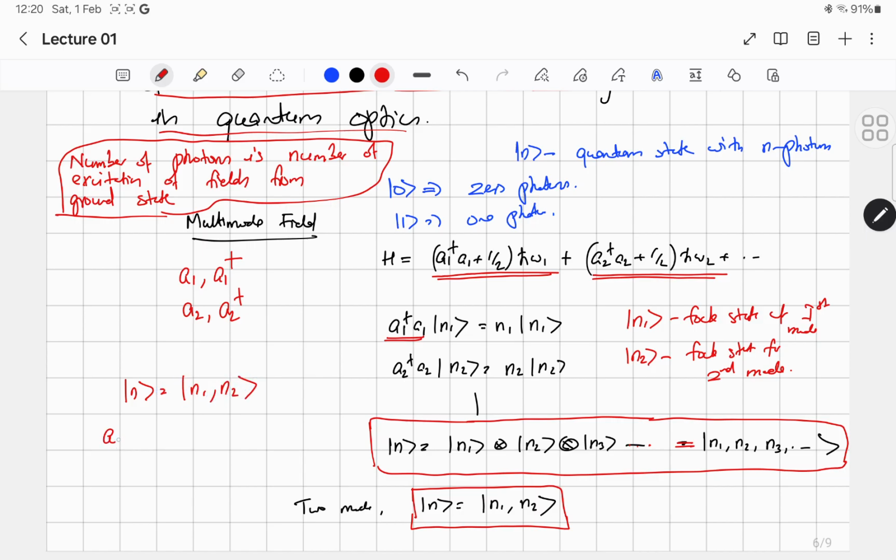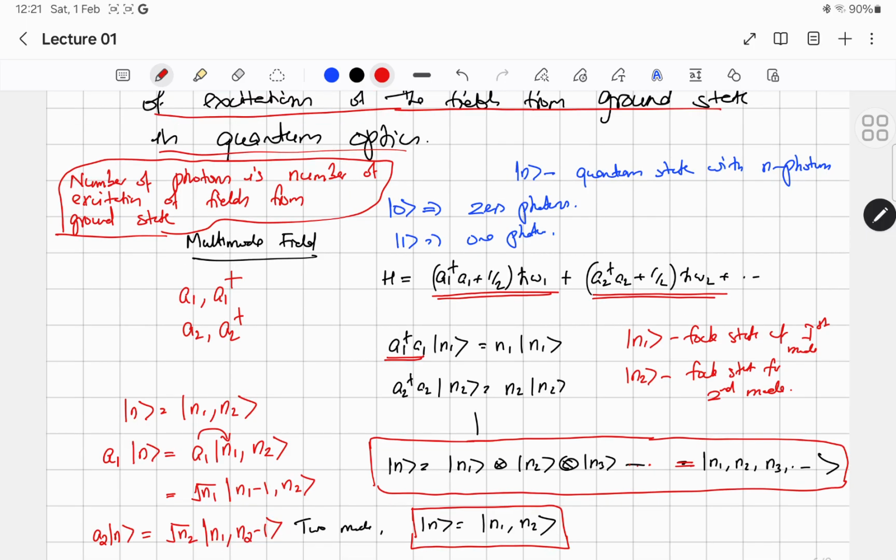So what would be the annihilation operator A1 for the first mode, A1 acting on ket n? This is simply A1 acting on n1 comma n2. This A1 will act only on n1, not on n2. So therefore this would give root n1. This A1 will decrease the number value of n1 by 1, and the value of n2 remains the same. And similarly, what is the action of A2 on this ket n? It would be square root of n2, n1 and n2 minus 1.